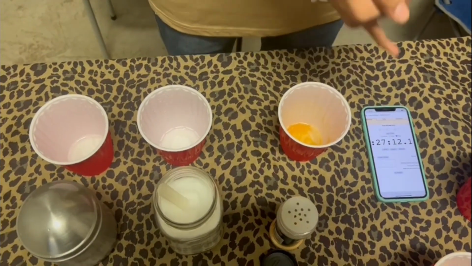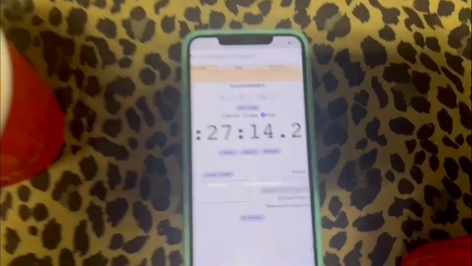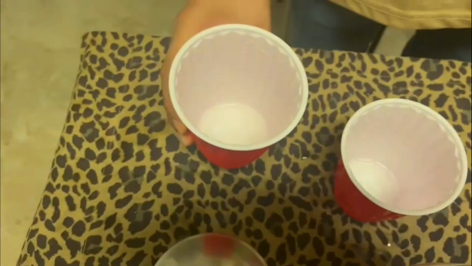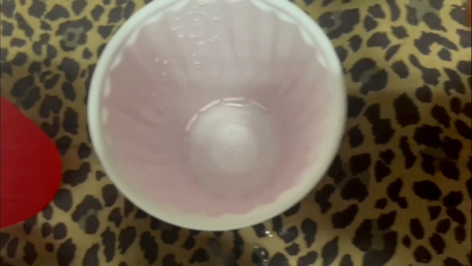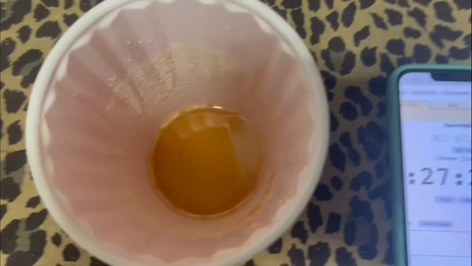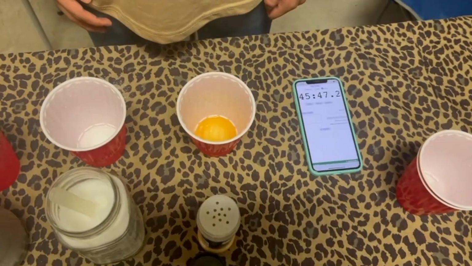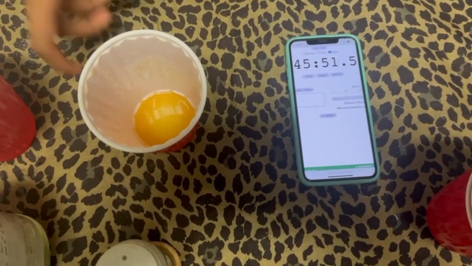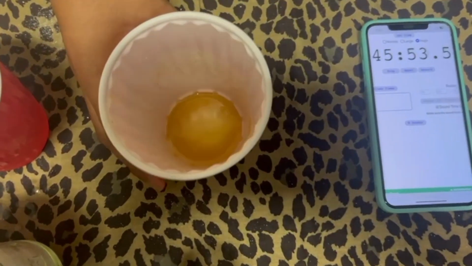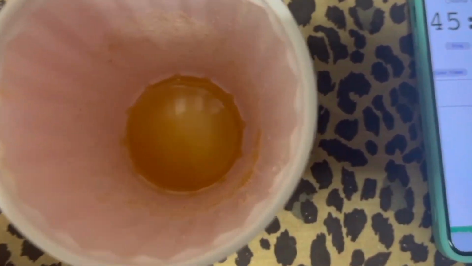So it's been 27 minutes and 15 seconds, and the sugar ice cube has melted completely. So now all that is left is the garlic ice cube. So it's 45 minutes and 50 seconds, and the garlic ice cube has completely melted. And that was trial number 3.